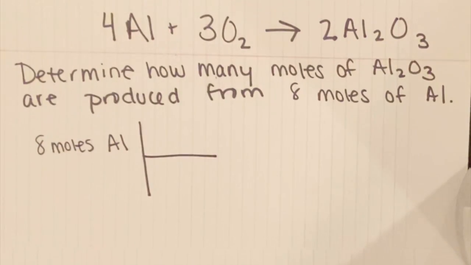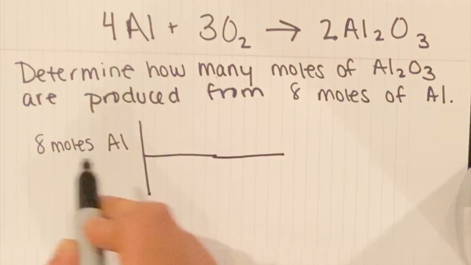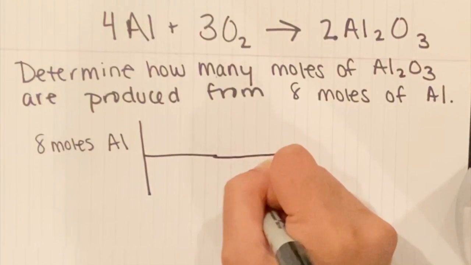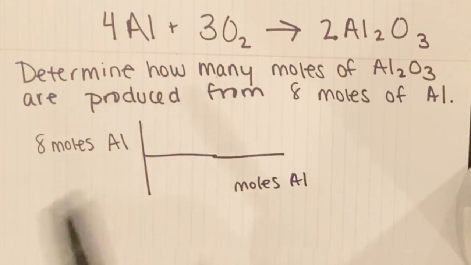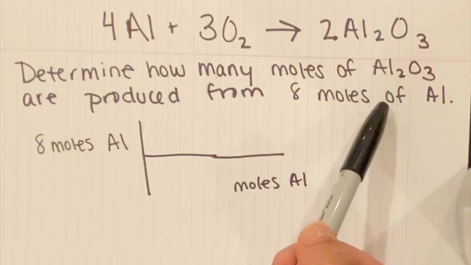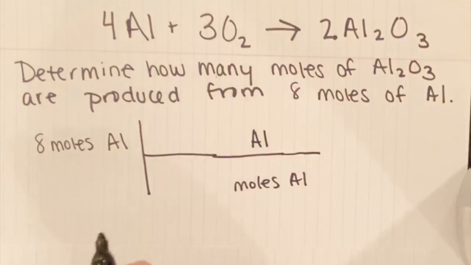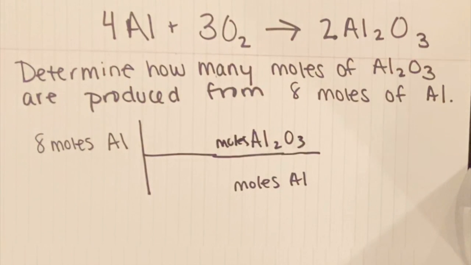And I know that for a conversion problem, I want my units to cancel out. So my units on the bottom need to match the top, right? So moles of aluminum is on the top, moles of aluminum need to be on the bottom. And then it's asking me to determine how many moles of, I'm solving for how many moles of aluminum oxide. So that's what's going to go on top. Okay, moles. All right, so my conversion factor is set up. Now I just have to fill it in.